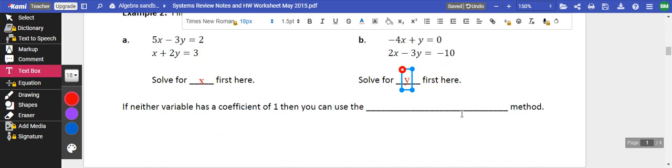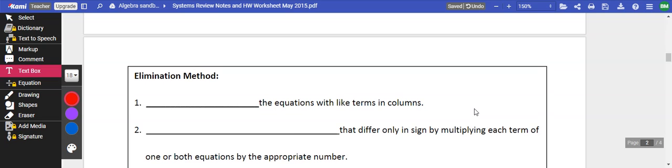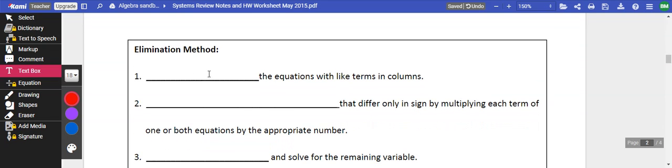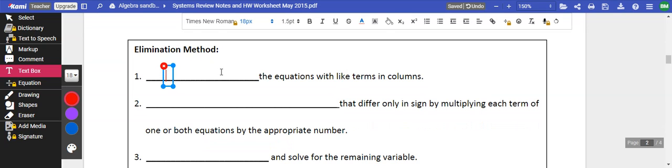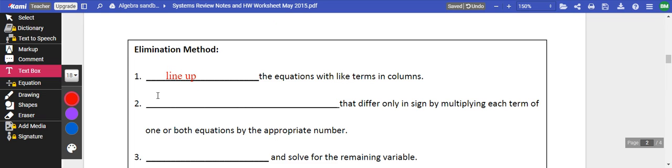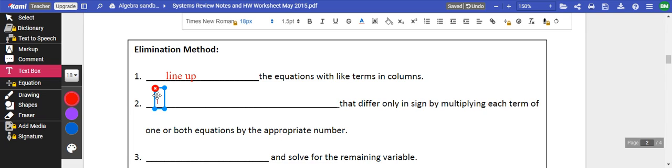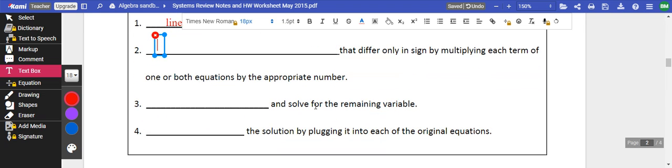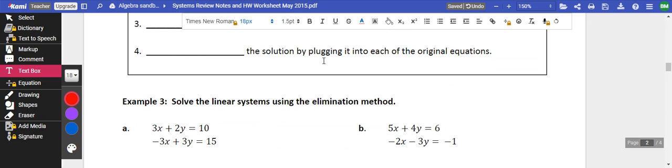If neither variable has a number 1 as a coefficient, you can use the elimination method. Makes life easier. So, line up the equations with like terms in columns. Line up. Then eliminate a variable by getting coefficients that differ only in sign, multiplying each term of one or both equations. We're going to talk about that later. Then solve for the remaining variable and substitute. So we'll come back to these.